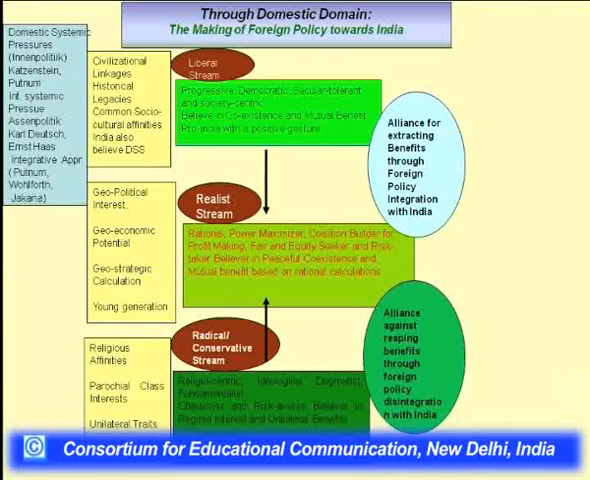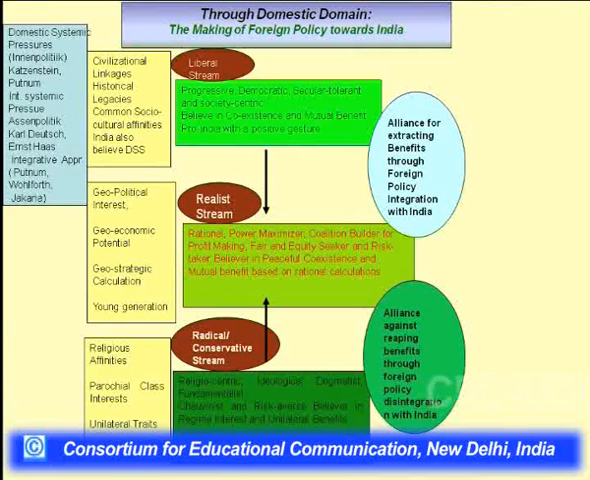point. So I try to understand this with this diagram, that through the domestic domain, or you can say the making of foreign policy towards India, how these countries are looking at us. Moreover, if you are looking, there are three constituents in these South Asian countries. There are liberal streams, there are radical streams, and there are realist streams.